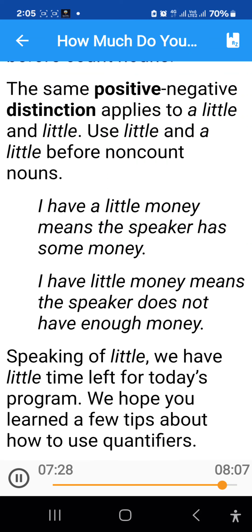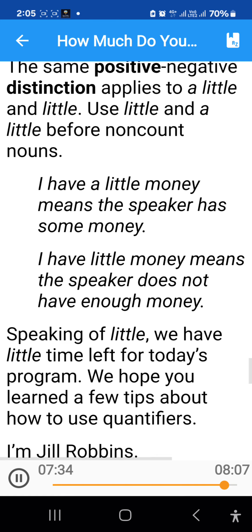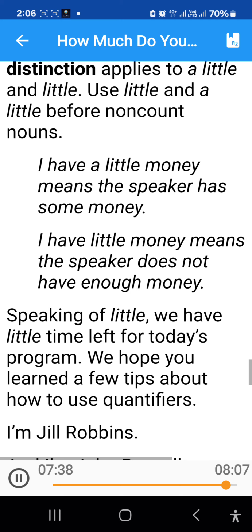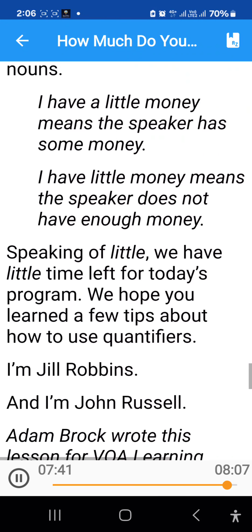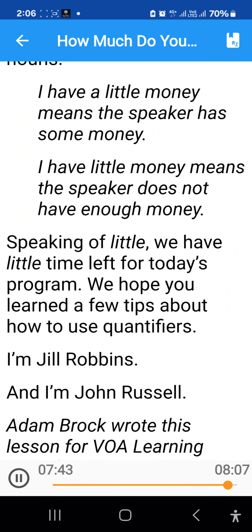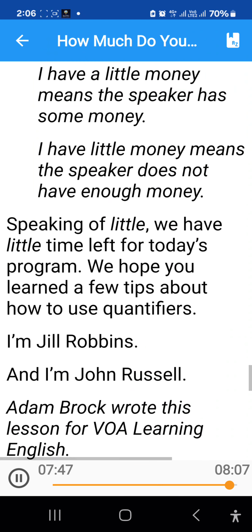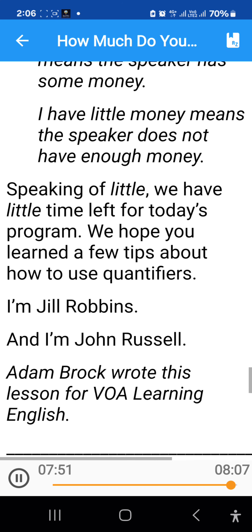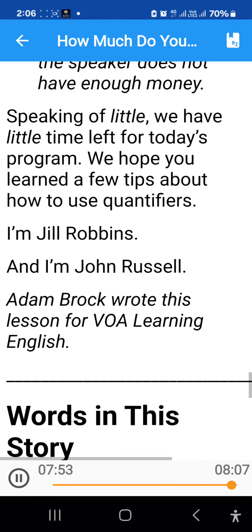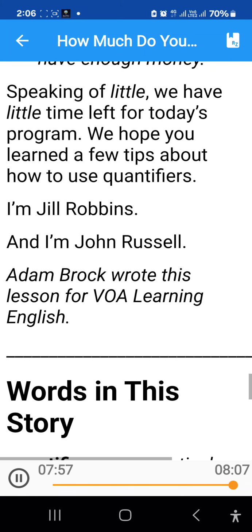The same positive-negative distinction applies to a little and little. Use little and a little before non-count nouns. I have a little money means the speaker has some money. I have little money means the speaker does not have enough money. Speaking of little, we have little time left for today's program.